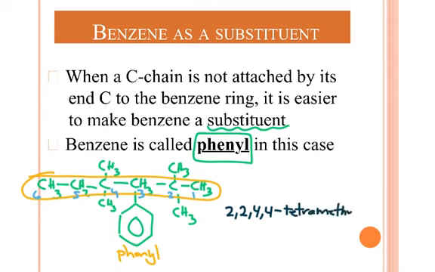tetramethyl, 3-phenyl, and then we've got hexane. Obviously that would be better if it was all together, but it's not. I ran out of space. So there you have it.